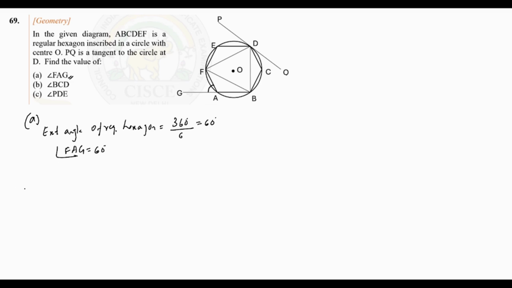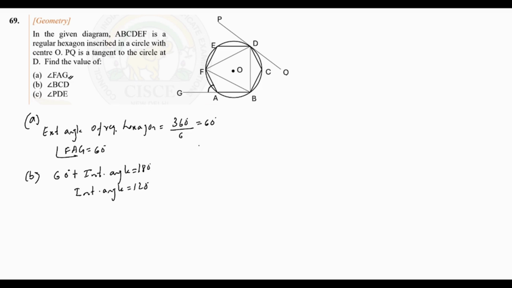Clear, children? So next, second one is what? BCD. It is nothing but the interior angle. So the interior angle of the regular hexagon is equal to how much? If the exterior angle is 60 degree, exterior angle plus interior angle is equal to 180 degree. So each interior angle becomes 120 degree.